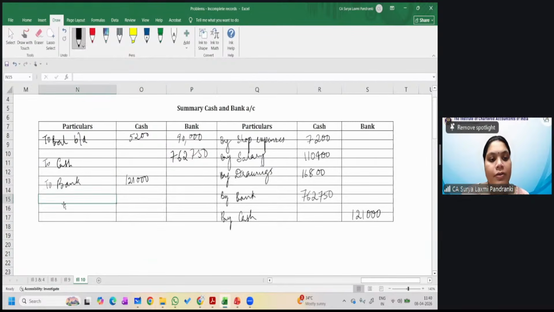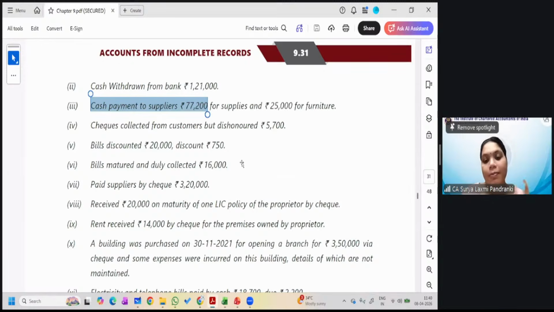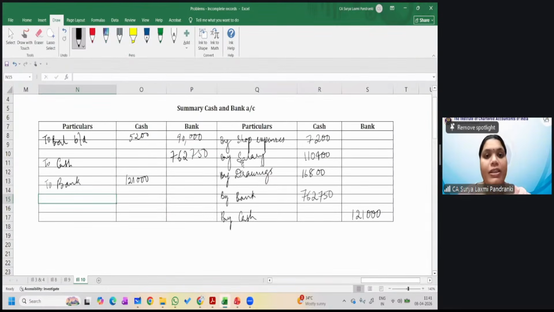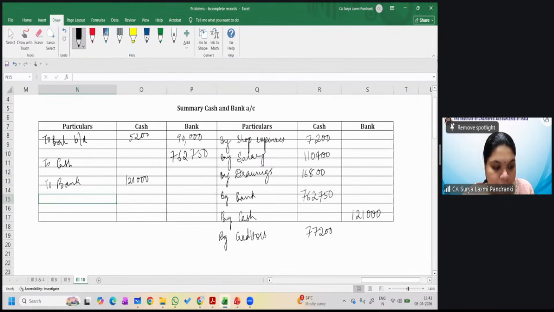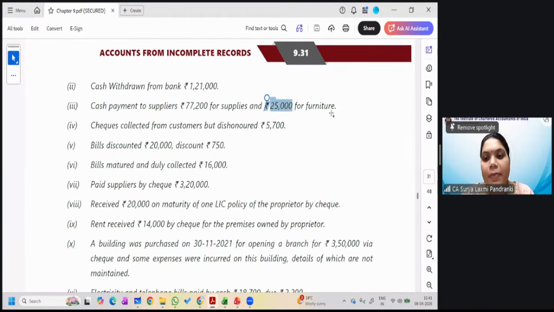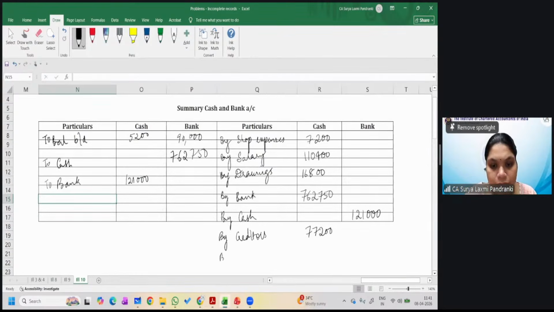Okay. Next one, ma'am. What is the next one we have? Cash payment to suppliers, right? So there is a payment that is done. It has to be recorded on which side? Ma'am, credit side. Credit side. Okay. By purchase. How much is the amount? 77,200. This is a cash payment. So I'm writing in the cash column. Agreed? Yes, ma'am. Now, we also have 25,000 for furniture that is paid. Correct? Now, by furniture.